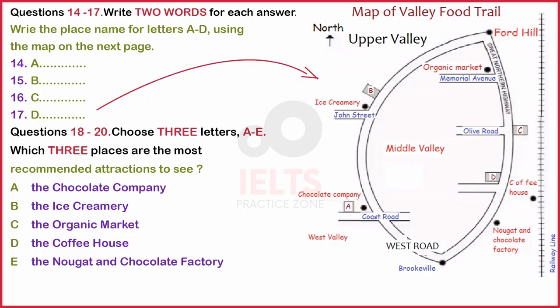Just past the ice cream shop on the corner of John Street is the fresh produce shop. A little further north, we have reached Ford Hill, where we can start our drive southwards along Great Northern Highway following the railway line.